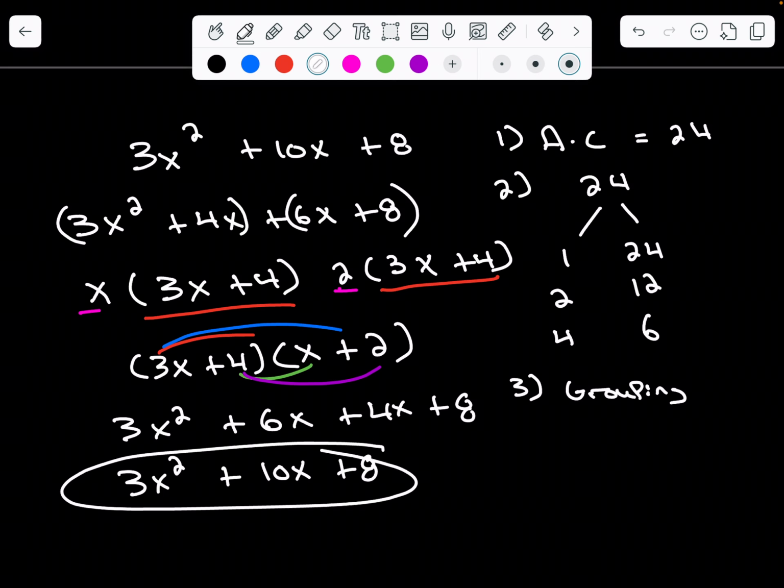Perfect, and that's it. You've just learned how to factor trinomials when a is greater than 1 using the grouping method.